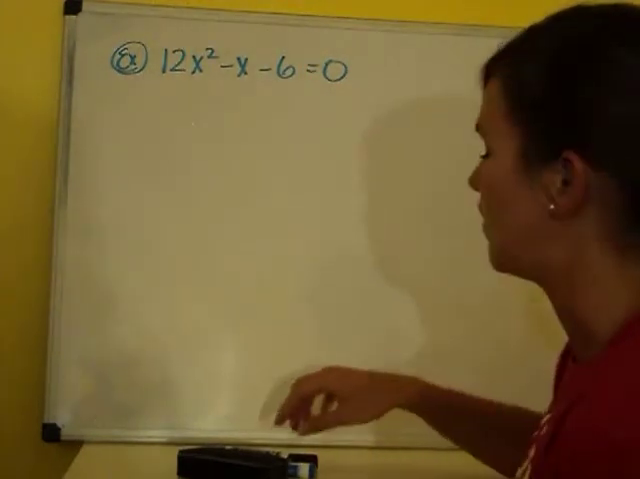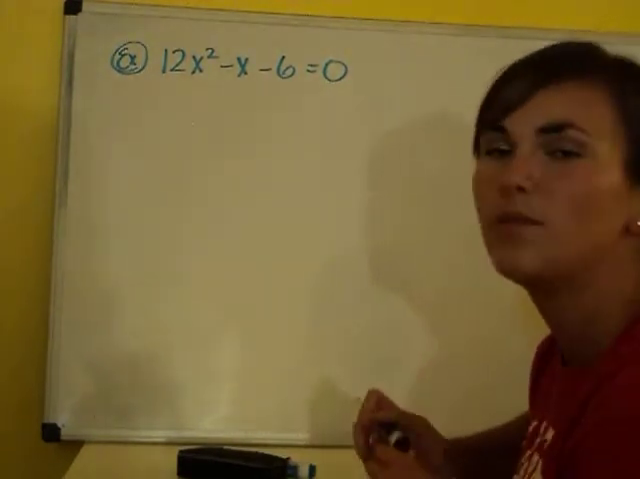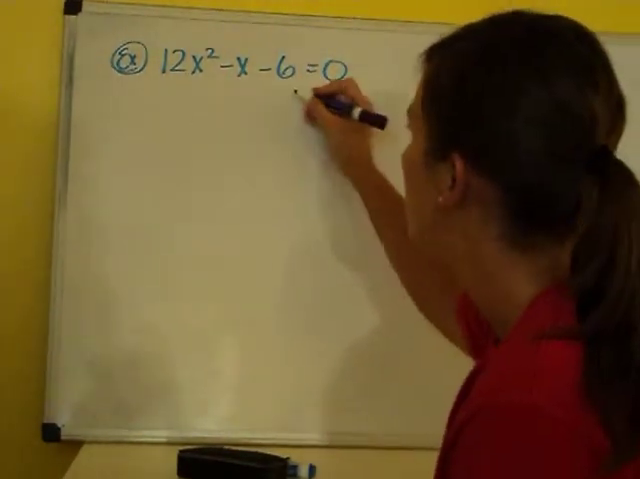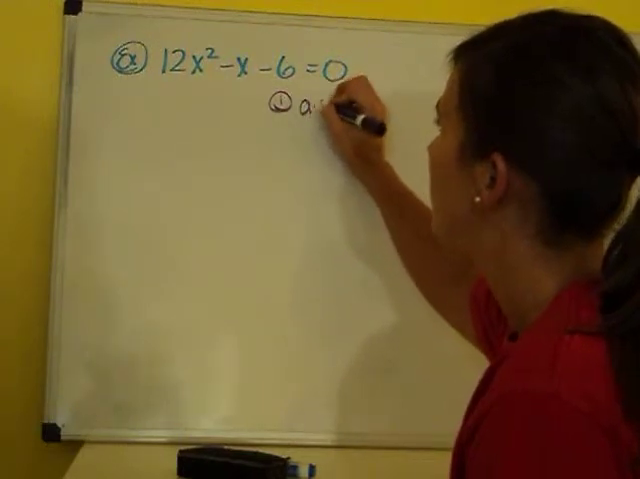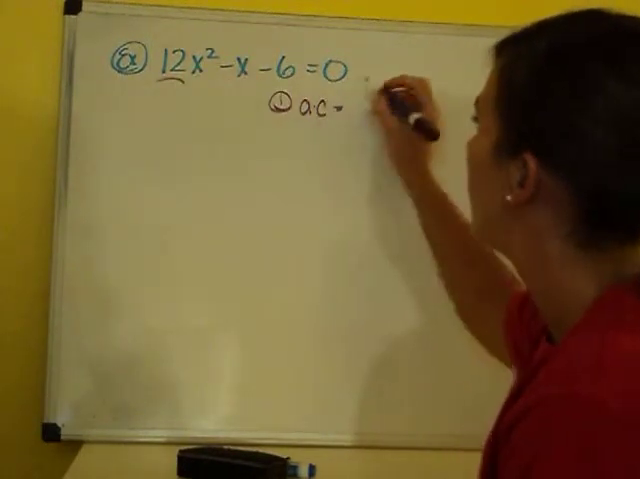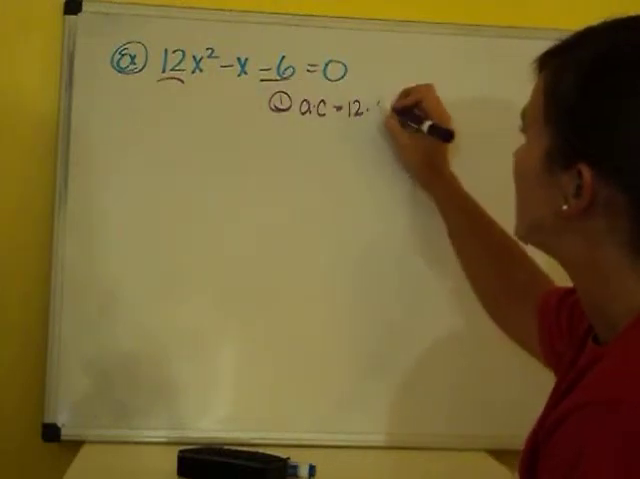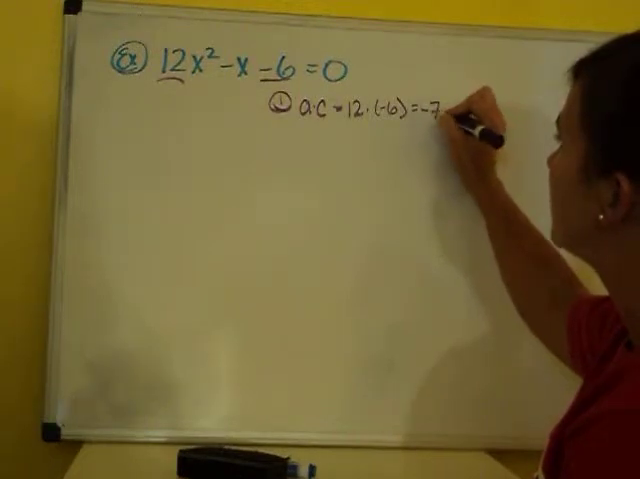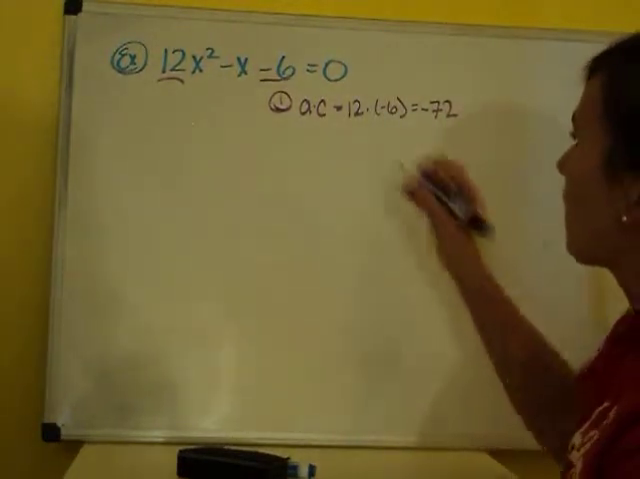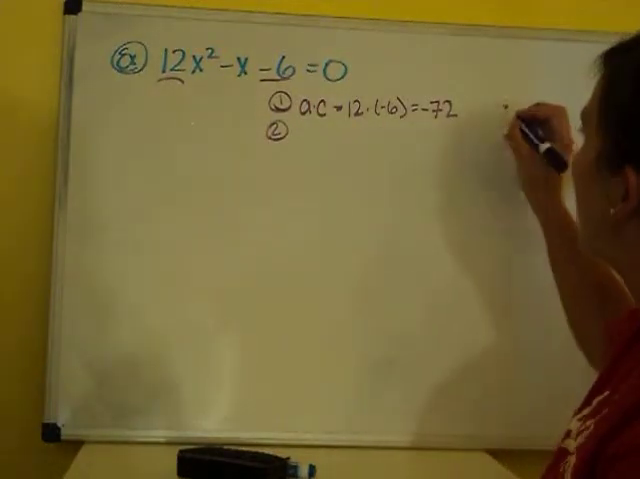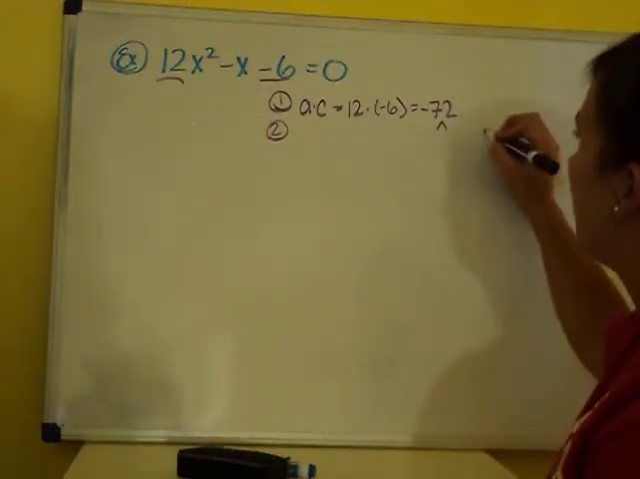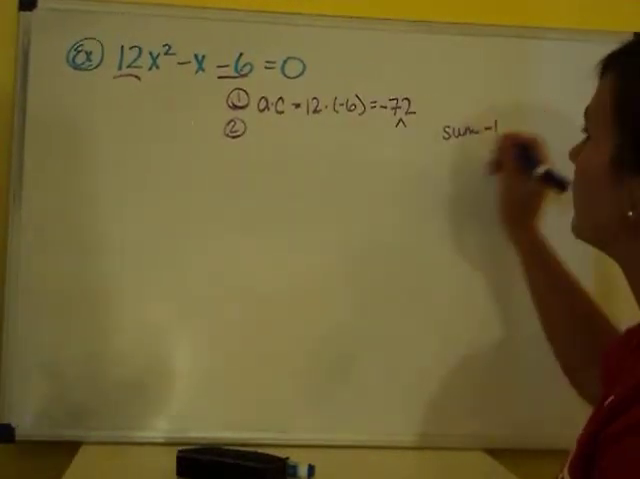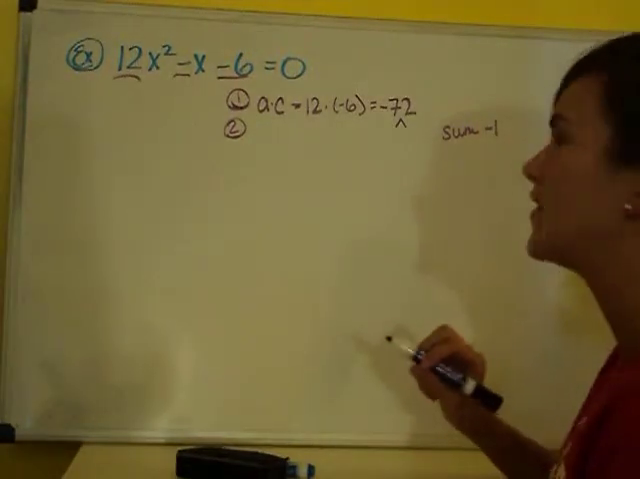Whenever you have an equal sign, you solve. Okay, so I have an equal sign. I also have a coefficient that's not 1. That means that I have to do my AC factoring. So step 1, I'm finding my AC, which my A is 12, and my C is negative 6. 12 times negative 6 is negative 72. Step 2, I need to find products of negative 72 that have a sum of negative 1.